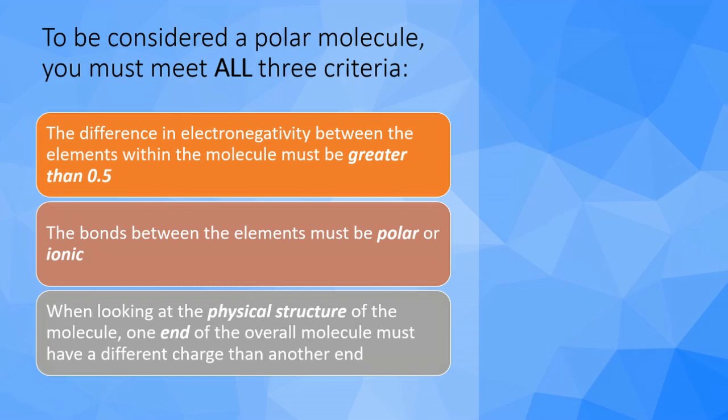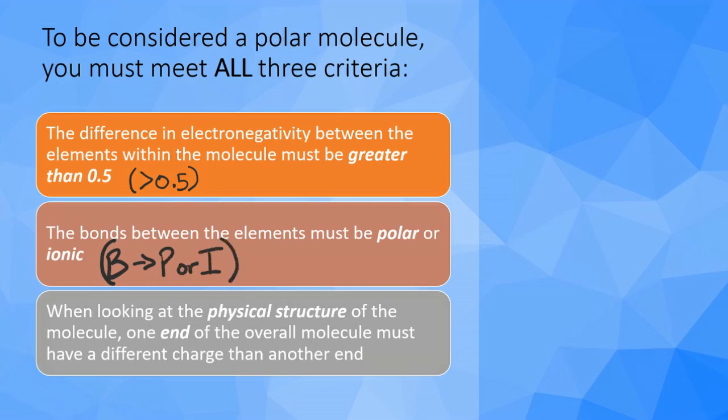To be considered a polar molecule, the molecule must meet all three of the following criteria. But keep in mind, a lot of these criteria are actually dependent on one another. So sometimes if you meet one of these criteria, it actually implies that you must also be meeting at least one of the other ones. So that's just something to keep in mind. But looking at this, the first criteria that must be met is that the difference in electronegativity between the elements within the molecule must be greater than 0.5. The second one is that the bonds between the elements must either be polar or ionic.